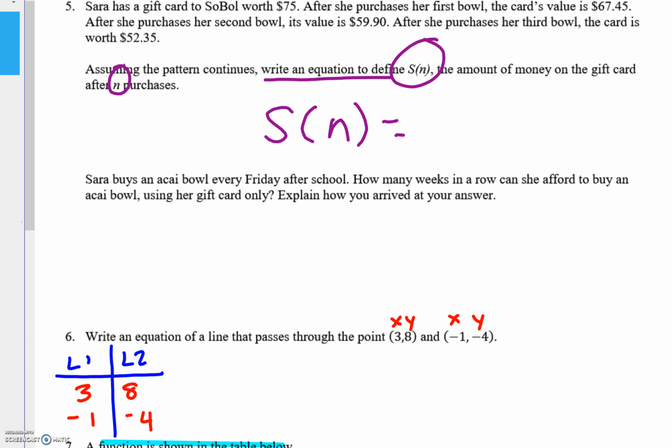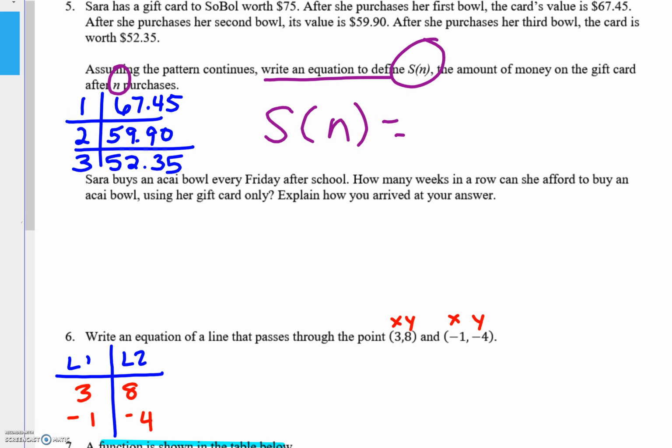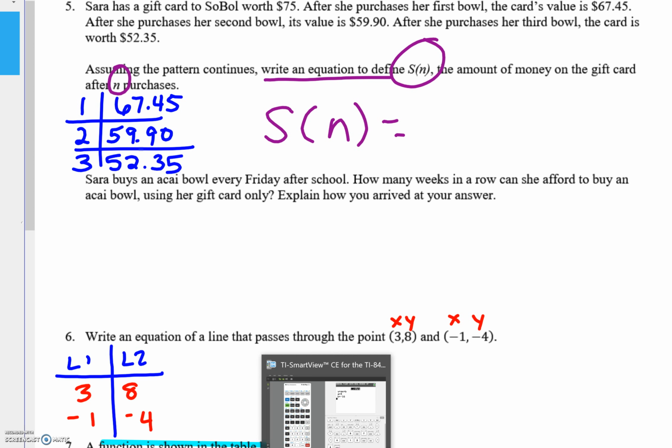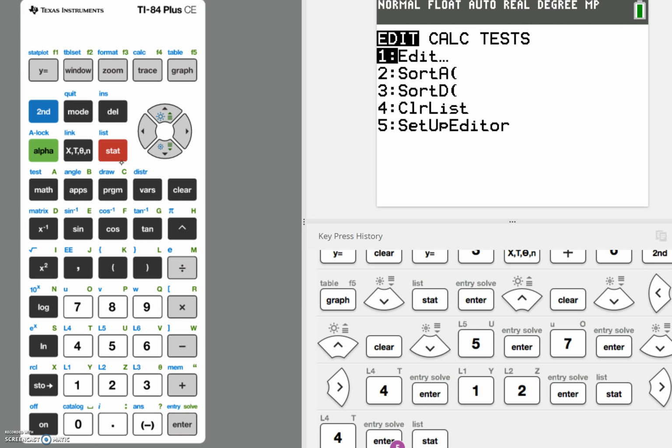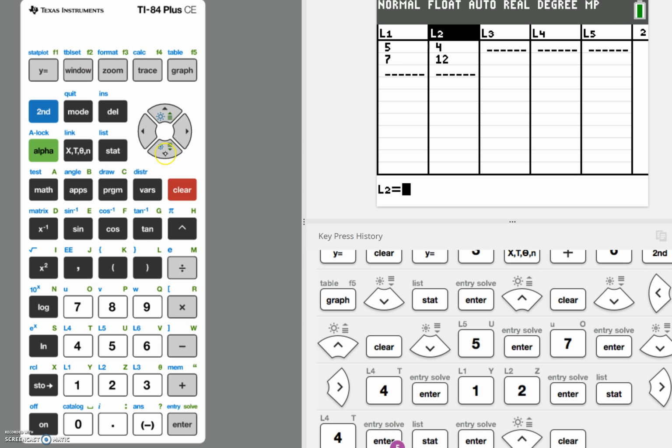From here, what I want to do is set up a table of values so that I could use my calculator to come up with the equation. So my first bowl, I have $67.45 left. After the second purchase, we have $59.90 left. And after the third, $52.35. From here, I'm just going to use that same sequence that we just did in the calculator with my stat buttons. So stat, edit. I want to clear out my list.